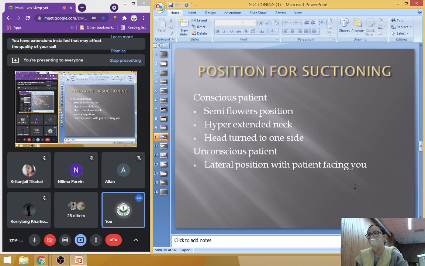For a conscious patient, you will allow the patient to sit up, no? At least semi-Fowler's, like a 30-degree angle. We discussed the angle the day before yesterday. So 30 degrees, a little bit elevated. Before doing the suctioning, you will try to find out whether the suction is working or not. How will you know that the suction is working, that pressure is there or not?